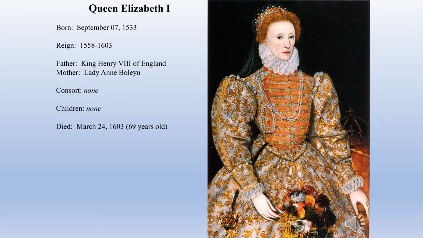Elizabeth wants no part of that. So she will essentially say that she is not going to marry anyone, that England will be her consort, and that she will bear no children. So when she dies in 1603 at the age of 69 years old, she does die without producing an heir, and this brings an end to the Tudor dynasty.